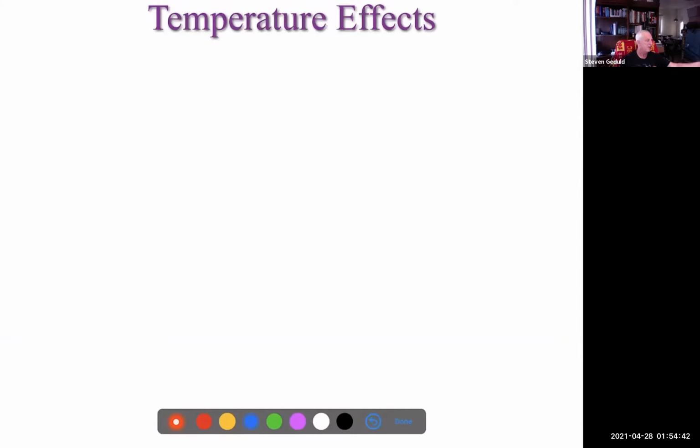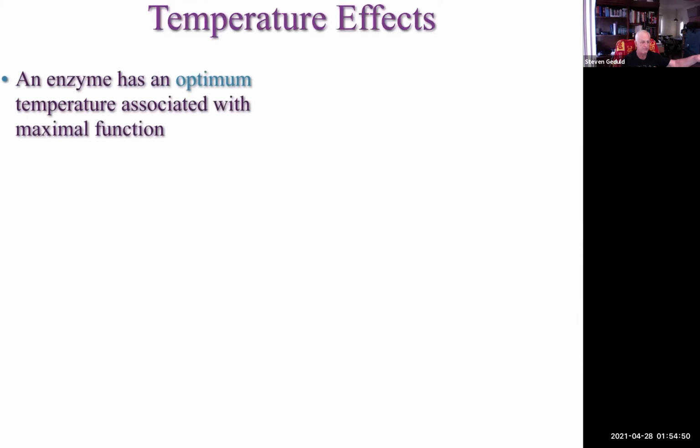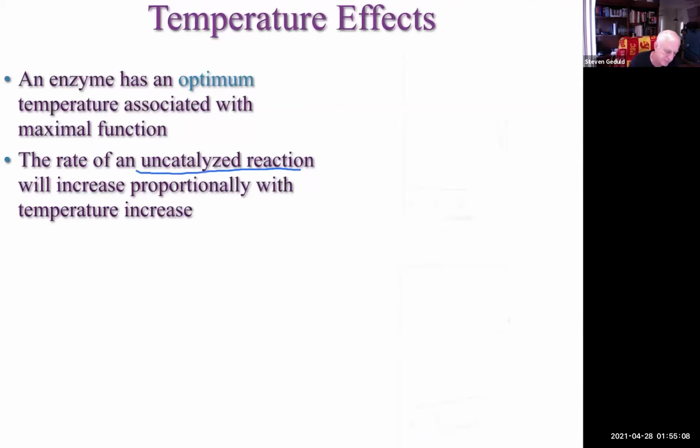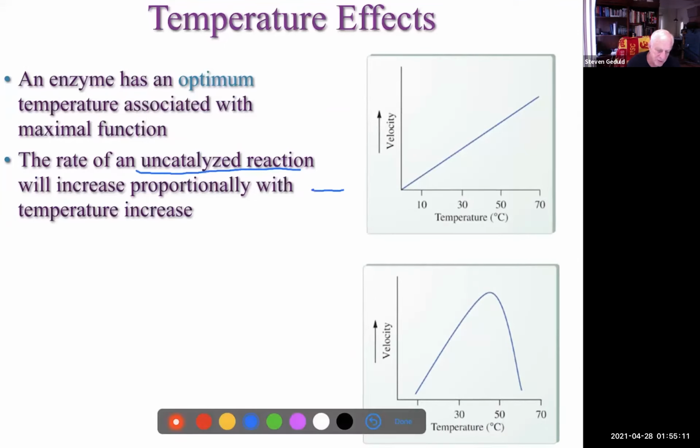Just like pH can have an effect, temperature can have an effect. So an enzyme has an optimum temperature associated with maximum function. It has an optimum pH, it's also got an optimum temperature. The rate of an uncatalyzed reaction will increase proportionally with temperature increase. So this is your uncatalyzed reaction. As the temperature increases, the rate increases. It's linear. That's what we do in the laboratory.